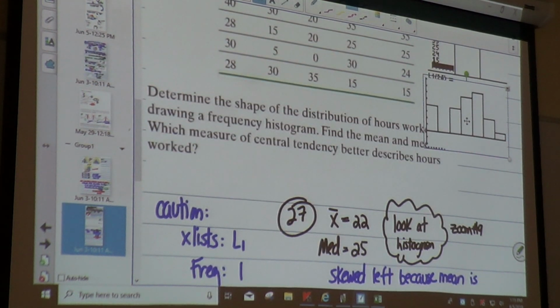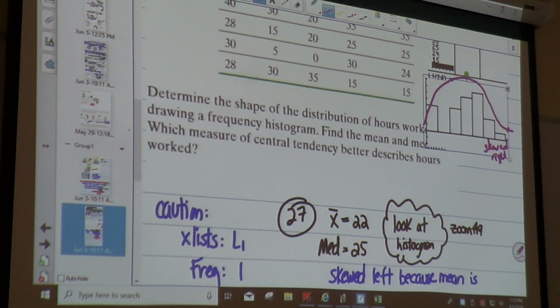What would you say about that shape? Is it symmetric? Is it skewed right? Is it skewed left? Raise your hand if you think it's symmetric. Raise your hand if it's skewed right. Raise your hand if it's skewed left. Okay, so we're thinking that it's skewed right. So we're looking at this and we're saying, okay, I think that it's skewed right. Now, I don't have to think anymore.